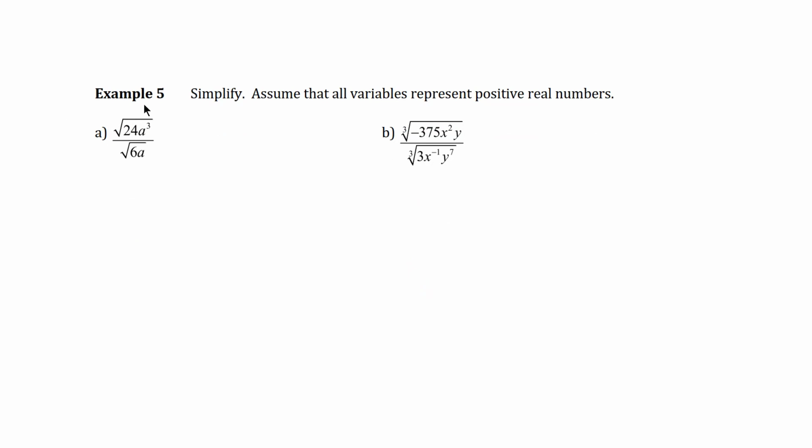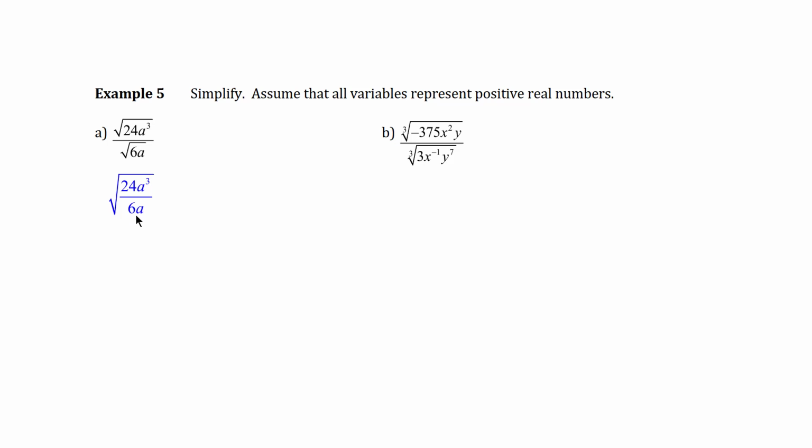In example number 5, simplify. Assume that all variables represent positive real numbers. For part A, we have the square root of 24a cubed divided by the square root of 6a. To simplify this radical expression, we're going to use the quotient rule to rewrite this as one single radical. We have the square root of 24a cubed divided by 6a.